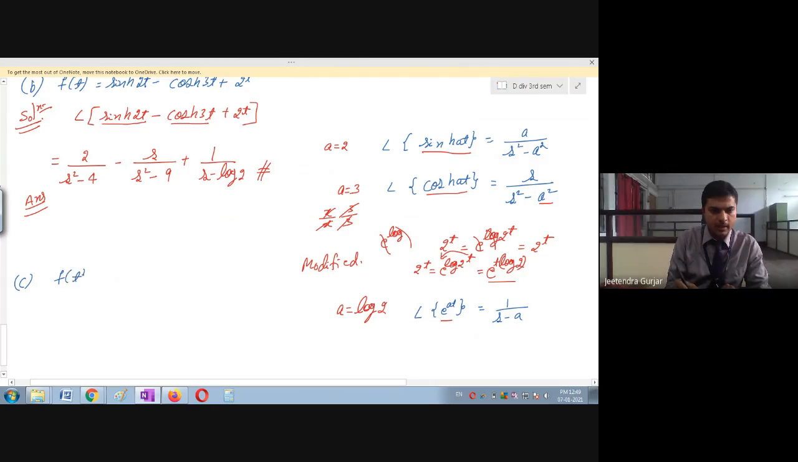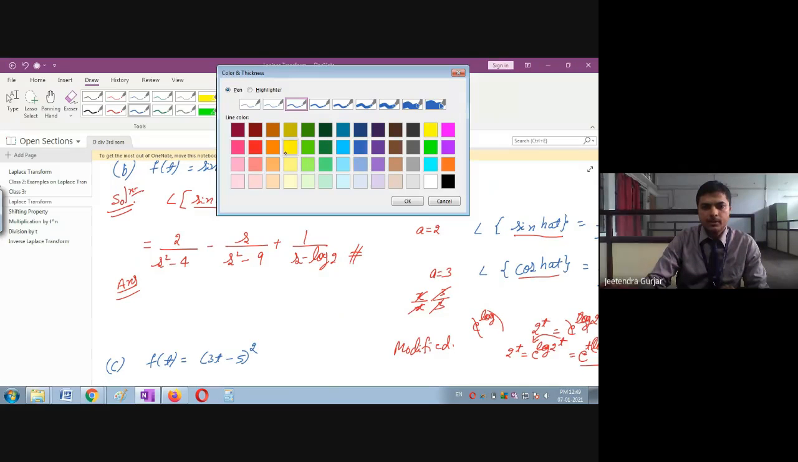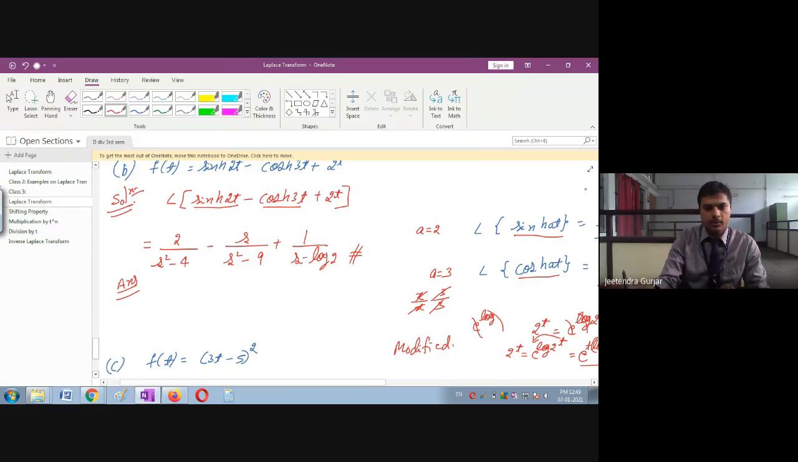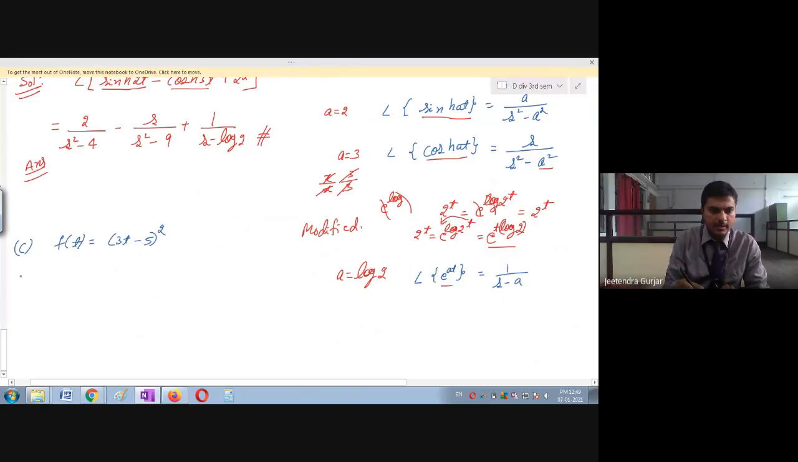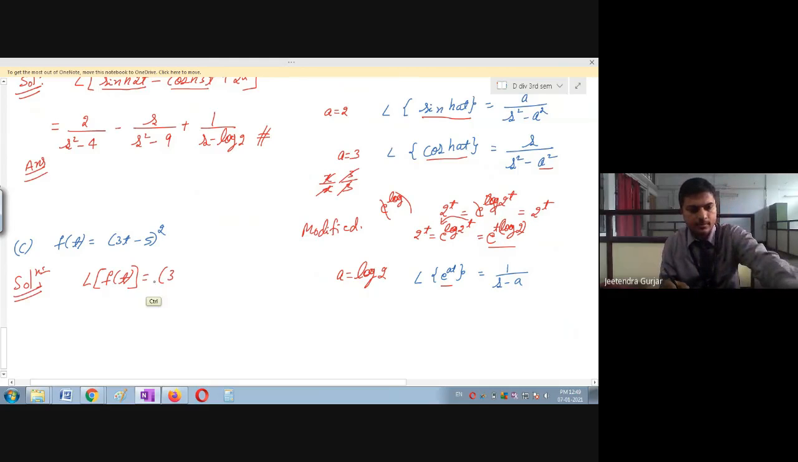So now f of t, they have given this as 3t minus 5 square, students. Okay, now this is quite different. They will tell you only a very simple question, that is find Laplace transform. So what are you going to do? Yes, find Laplace transform of this function. So you are going to take the solution like this. L of f of t is equal to, so I am going to take the value itself.